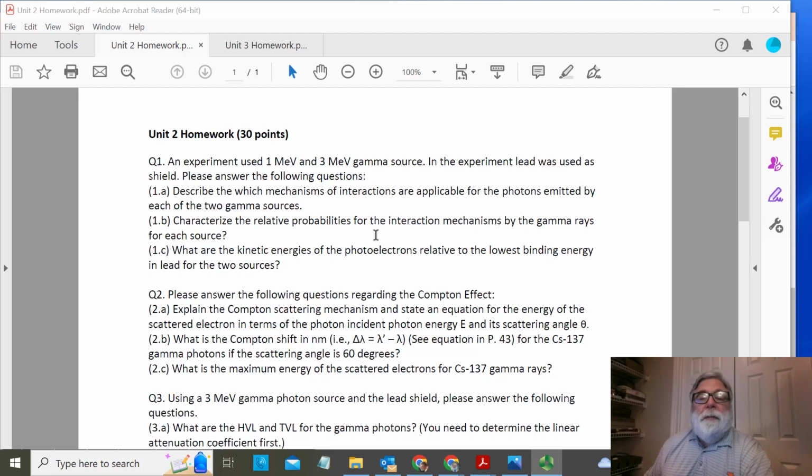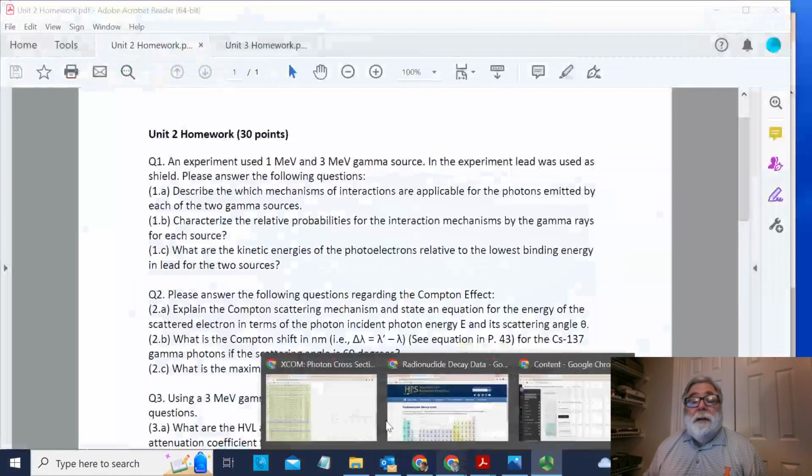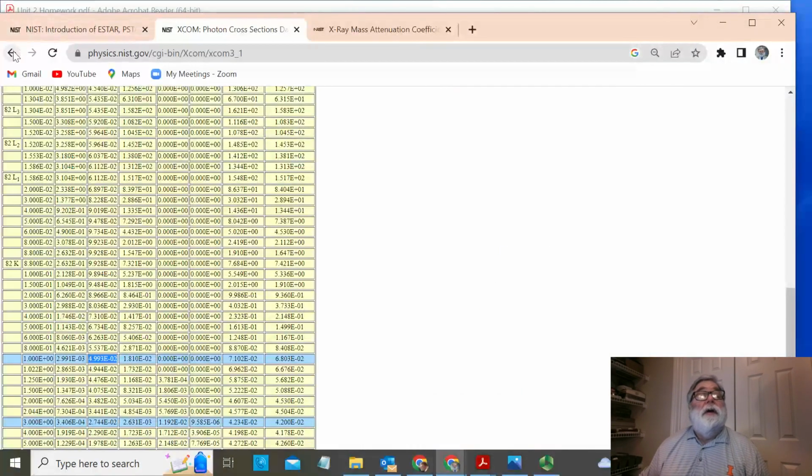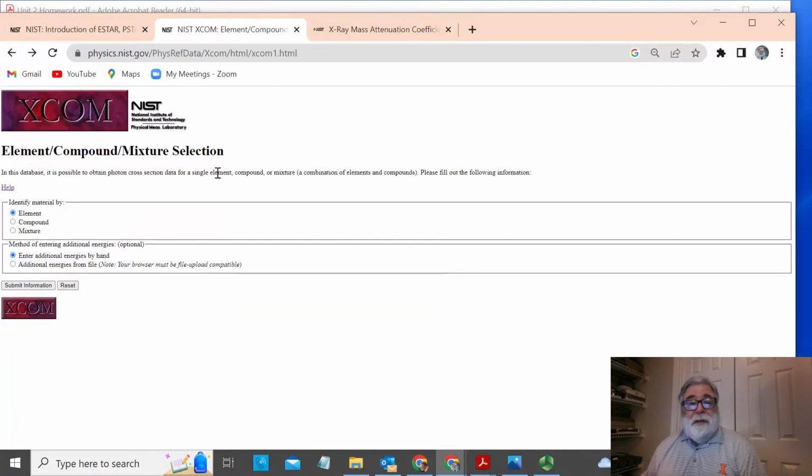So what are the relative probabilities of all these? Well, there are several ways you can get this information. One is to look at the graphs that were in the slides or in reference books. That will help you. I'm going to show you a resource that's available on the web that you can look at. It's another one of these databases from NIST, the National Institute of Standards and Technology. It's called XCOM. It gives you X-ray cross sections.